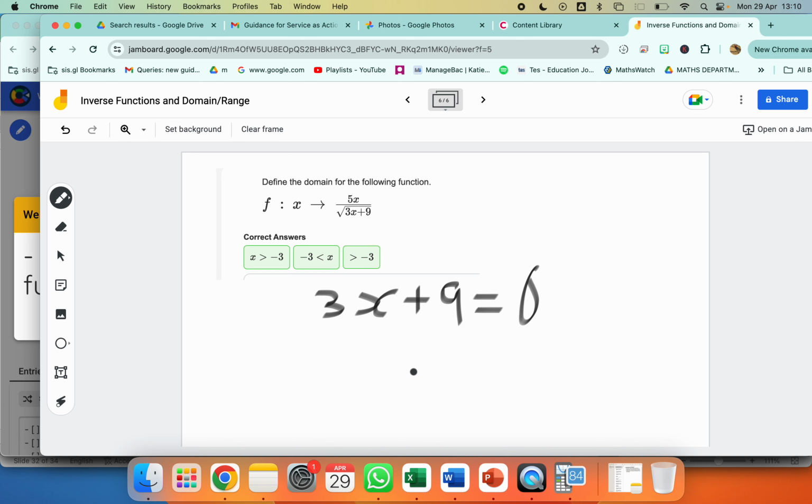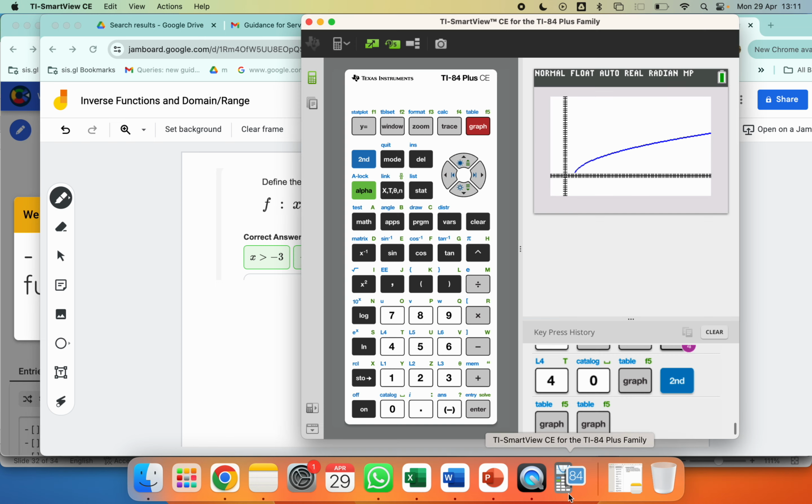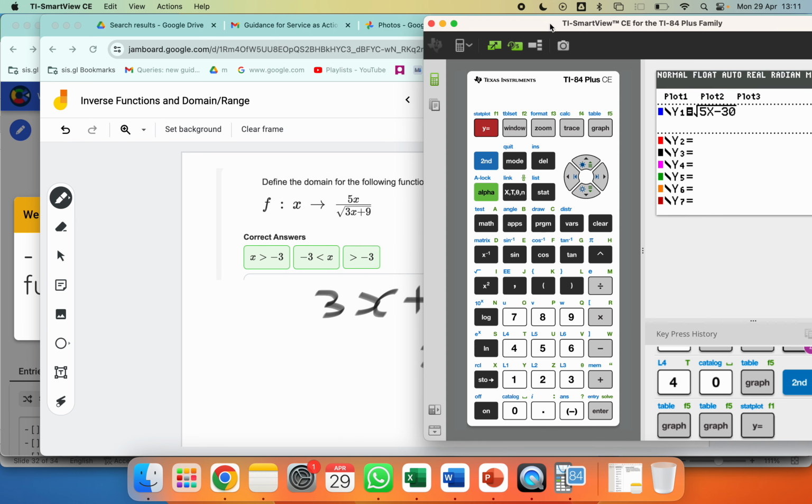So if we solve that, we can say that the only way this can equal 0 is going to be x is equal to -3. So there we go, that's why x is greater than or equal to -3, and you can use the graph to actually check this out properly. So if we go on to this, we can type it in. So we've got 5x divided by the square root of 3x plus 9, and then we could close the brackets.